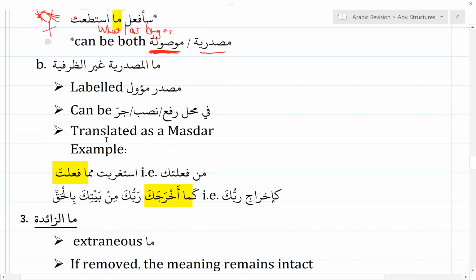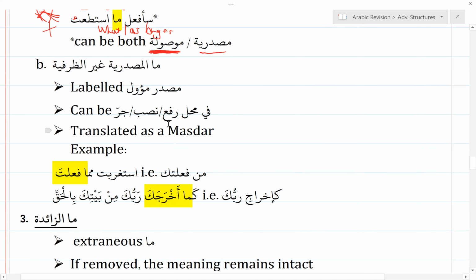Then we come to the second kind of ma masdariya, which is غير ظرفية or غير زمنية, which does not have to do with time. So this is just ma plus a fi'l مضارع that has nothing to do with time. It's just a normal fi'l, like يكتب, ما يكتب. It's an action-based type of verb. Still going to be a masdar mu'awwal, because remember, ma plus a verb is going to give you a masdar mu'awwal. It's going to give you a complex ism.